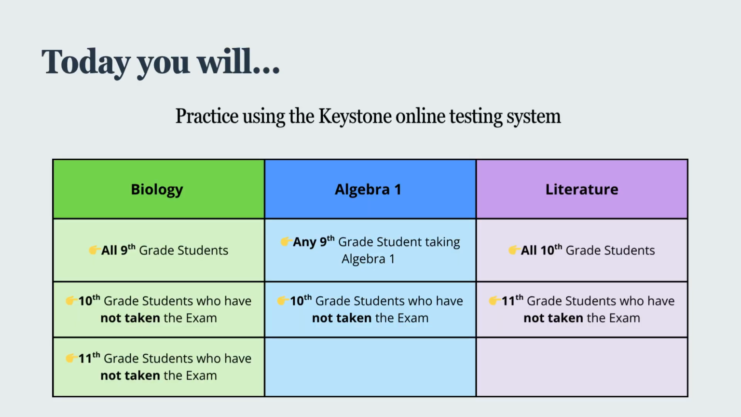Today you will practice using the Keystone online testing system. You can see here how the Keystone exams are organized by subject: biology, algebra 1, and literature. Each subject is assigned based on your grade level and whether you've already taken the exam. For this training, we're focusing specifically on biology, so everything you do will be preparing you for that experience.